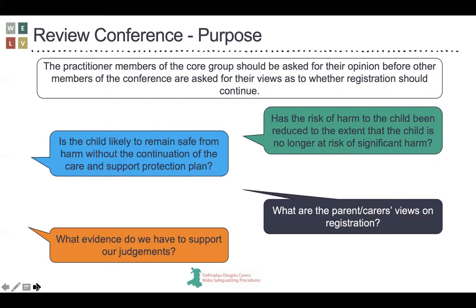The questions or examples of questions we need to consider. Has the risk of harm to the child been reduced to the extent that the child is no longer at risk of significant harm? Remembering we need to be clear about our evidence in terms of the answers to these questions. Is the child likely to remain safe from harm with the continuation of the care and support protection plan? And what are the parents', carers', but also the child's views on registration?